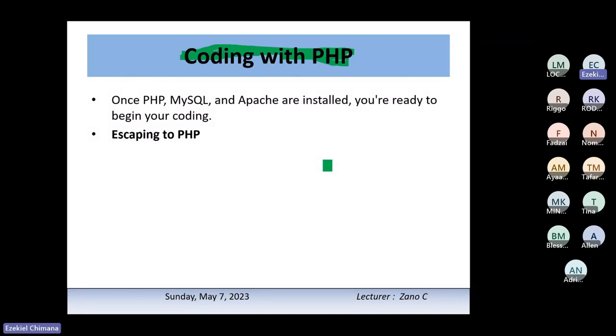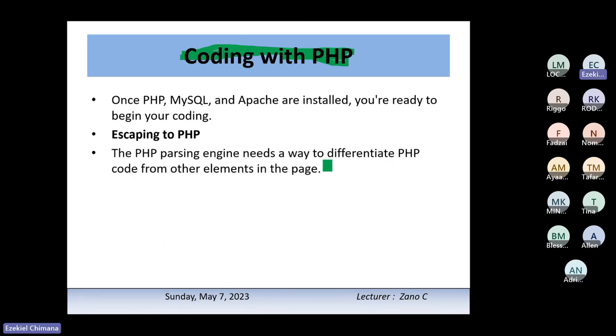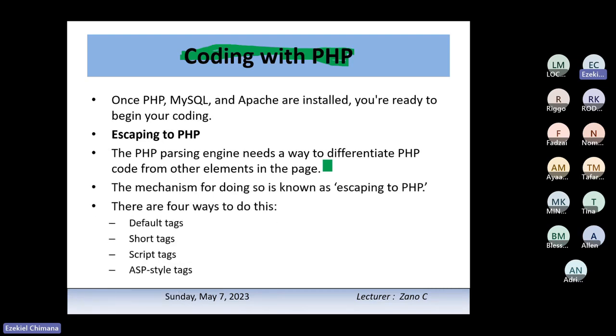Maybe you were in the HTML document and you now want to escape into PHP. You want to tell the interpreter that this part is PHP code. How can you do that? The PHP parsing engine needs a way to differentiate PHP code from other elements in the page. The mechanism for doing so is known as escaping to PHP.